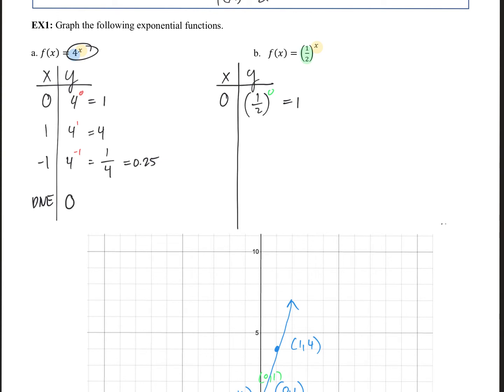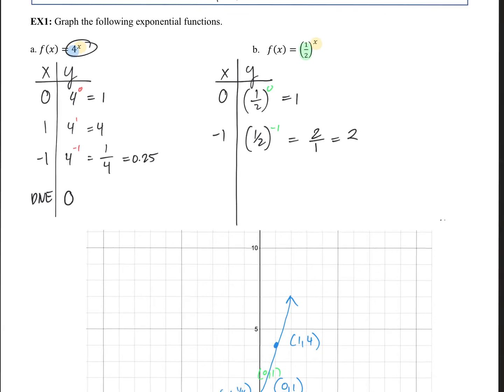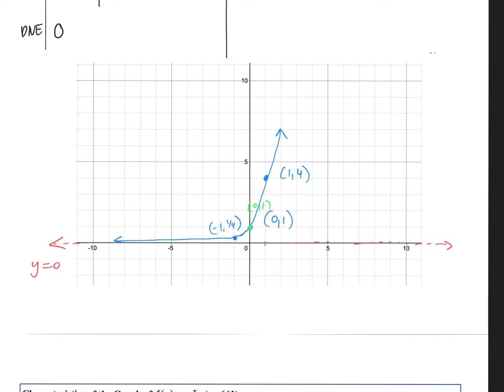Now the next one, let's see what else we can pick. As usual, I always say a positive and then a negative. It's just a good rule of thumb. Let's see, so negative 1, let's do that this time. So we have a half to the negative 1 power equals, oh, what do we do with a negative exponent? Once again, we take the reciprocal, right? So that's just going to be 2 over 1, which is just 2. So we have the point negative 1, 2. Negative 1, and then up 2, negative 1, 2.